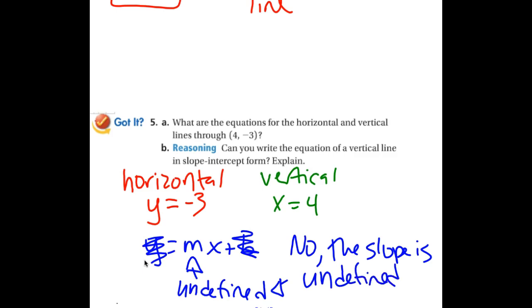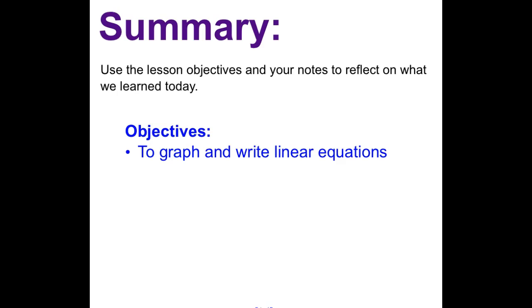All right, and this is the end of lesson 3.7, part B. The goal was for you to graph and write linear equations.